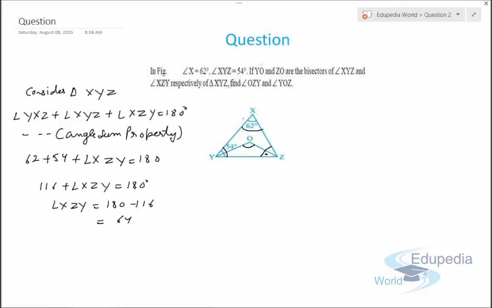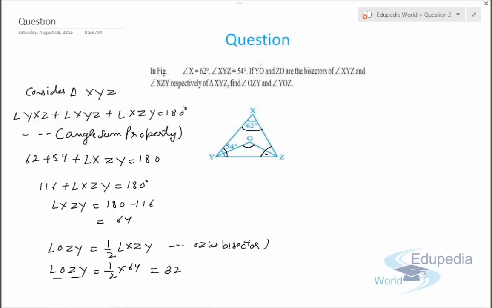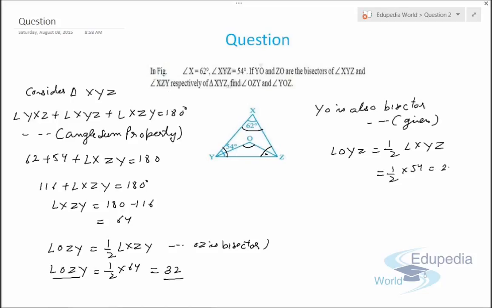So we got angle XZY as 64. Now since ZO is a bisector of angle XZY, we can write angle OZY will be half of angle XZY. Why? Because OZ is a bisector. So angle OZY will be half of 64. So the answer is 32. So we get angle OZY as 32. Now we need to find angle YOZ. Similarly, we can say YO is also a bisector, and it's given. So we can write angle OYZ is also half of angle XYZ, which is half of 54, which comes out to be 27.